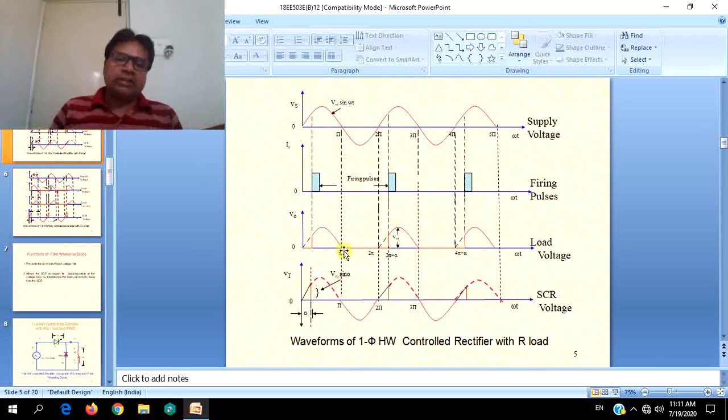So obviously the waveform is discontinuous, but depending on the time period of on and off, we can say that an average value of the load voltage and an average value of load current will be flowing through the load. That is the actual idea behind rectification from AC to DC.